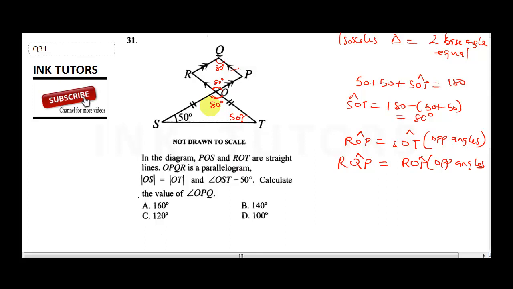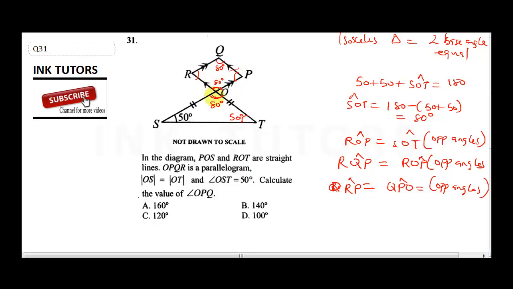Now, that means RQOP is a quadrilateral. So all we do is we sum up the angles of the quadrilateral. Now that means angle QRP will be equal to QPO. Reason: opposite angles. So now we're going to sum up all the internal angles, and you know that the sum of the angles of a quadrilateral is going to give us 360 degrees.